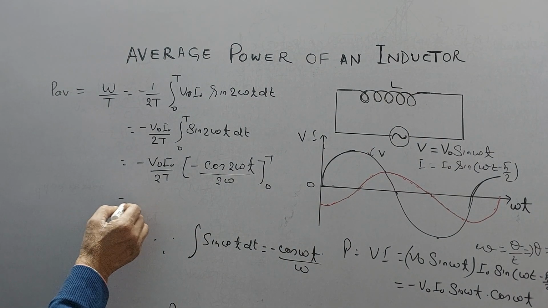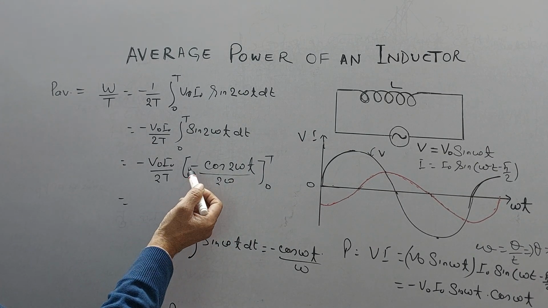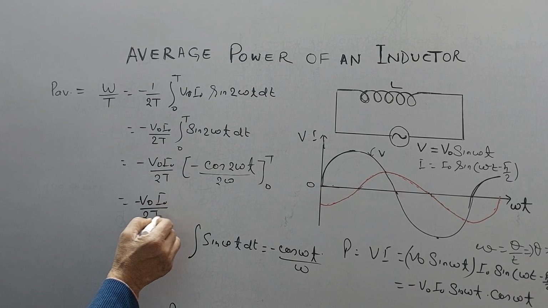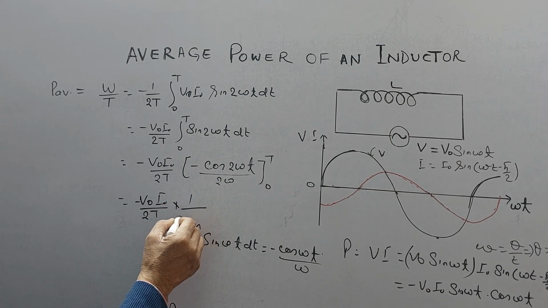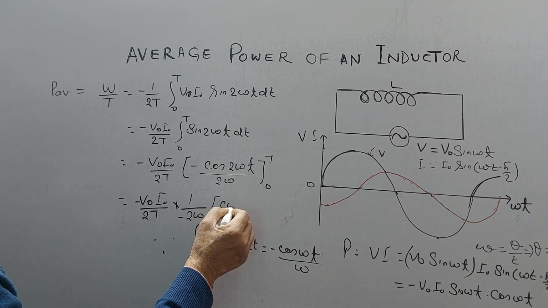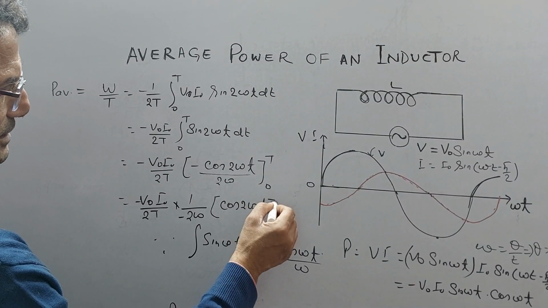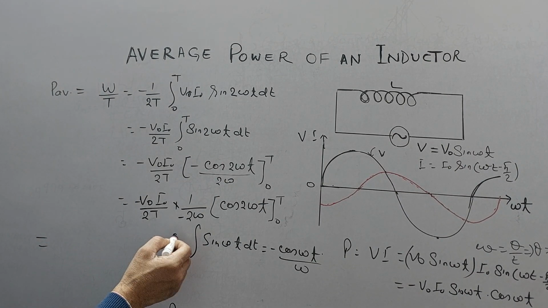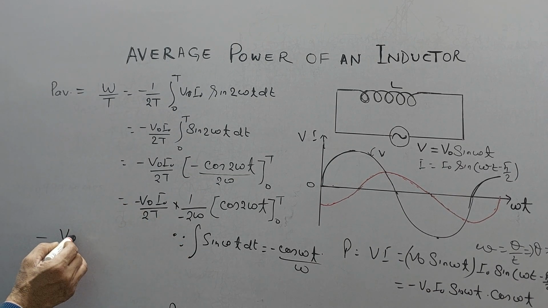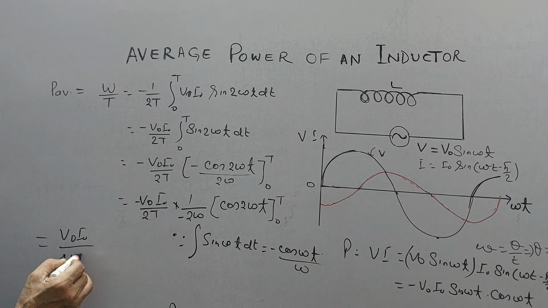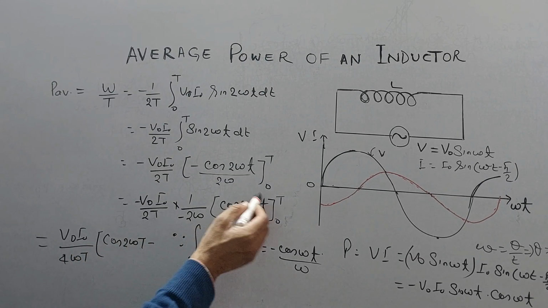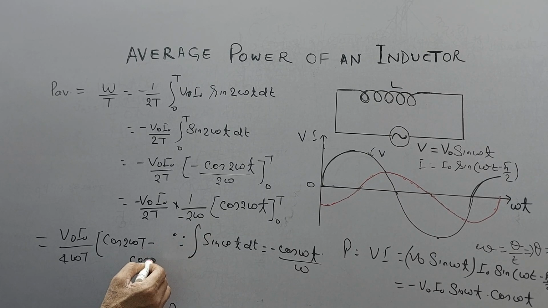So now, putting first the upper limit then the lower limit, first taking minus 2 omega outside, the value comes out V naught I naught divided by 2T, and here minus 2 omega, cos 2 omega t, lower limit 0, upper limit is time T. If I place this value, it comes out minus minus cancel out, V naught I naught over 4 omega T, putting the upper limit, cos of 2 omega t minus cos 0. Cos 0 has a value of plus 1.